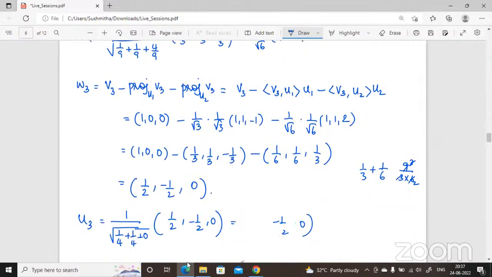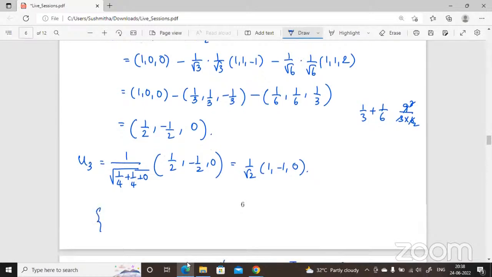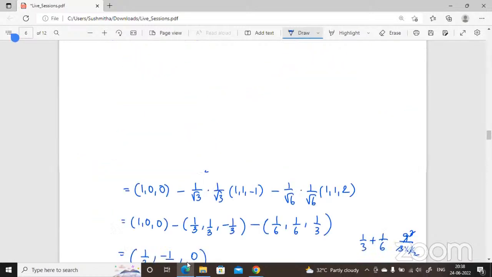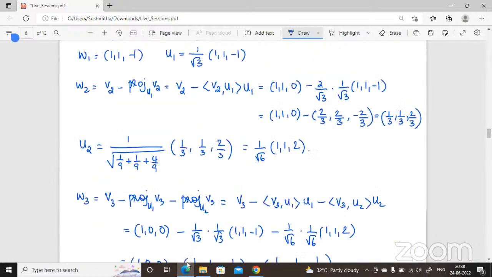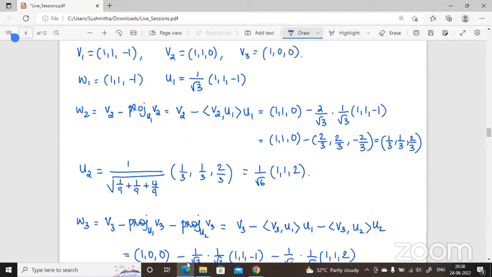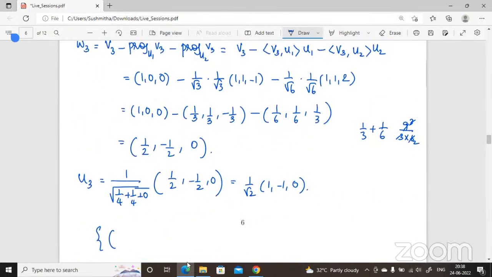Or okay, we can write it as 1 by root 2 times (1, minus 1, 0). So to check whether you've got the right answer, all that you need to do is write down U1, U2, U3 and check whether that forms an orthonormal set. If yes, then your answer is right.